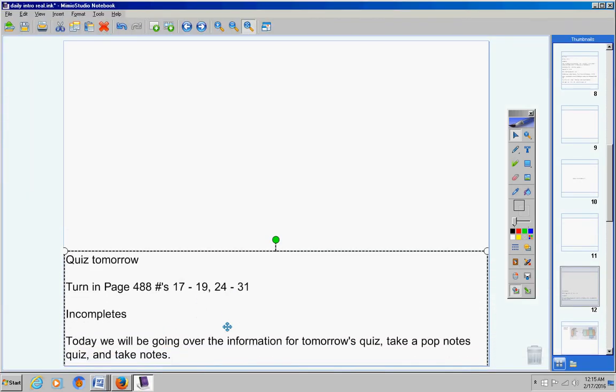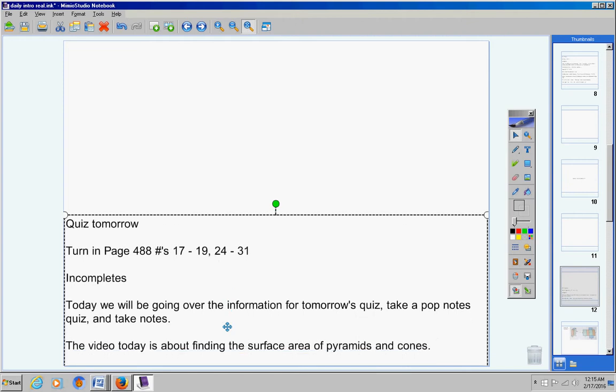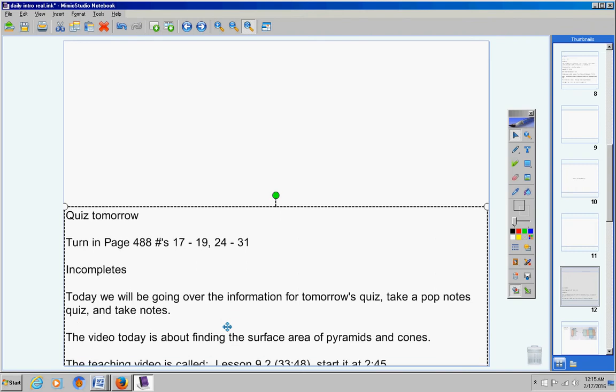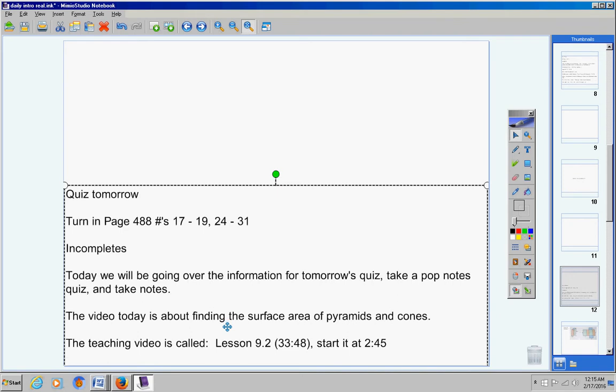Today we're going to be going over the information for tomorrow's quiz. Then we're going to take a pop notes quiz, and then we're going to take notes. The video today is about finding the surface area of pyramids and cones. The teaching video was called Lesson 9.2. It's about 33 minutes long, and please start that, Mrs. Duke, at the 2-minute 45-second mark.